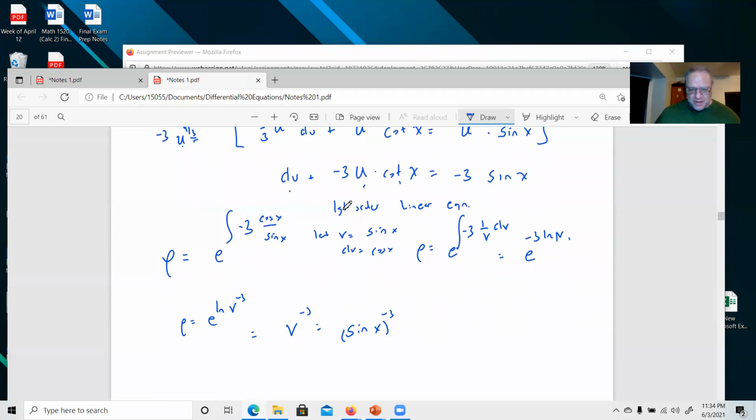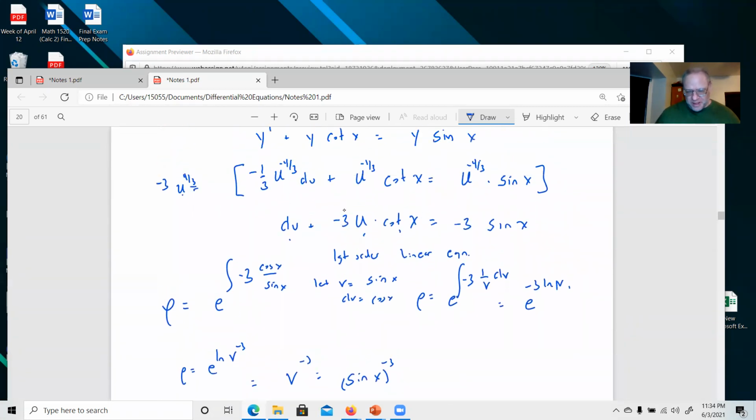Okay, so let's go ahead. We're going to multiply sine x to the negative 3 on both sides.